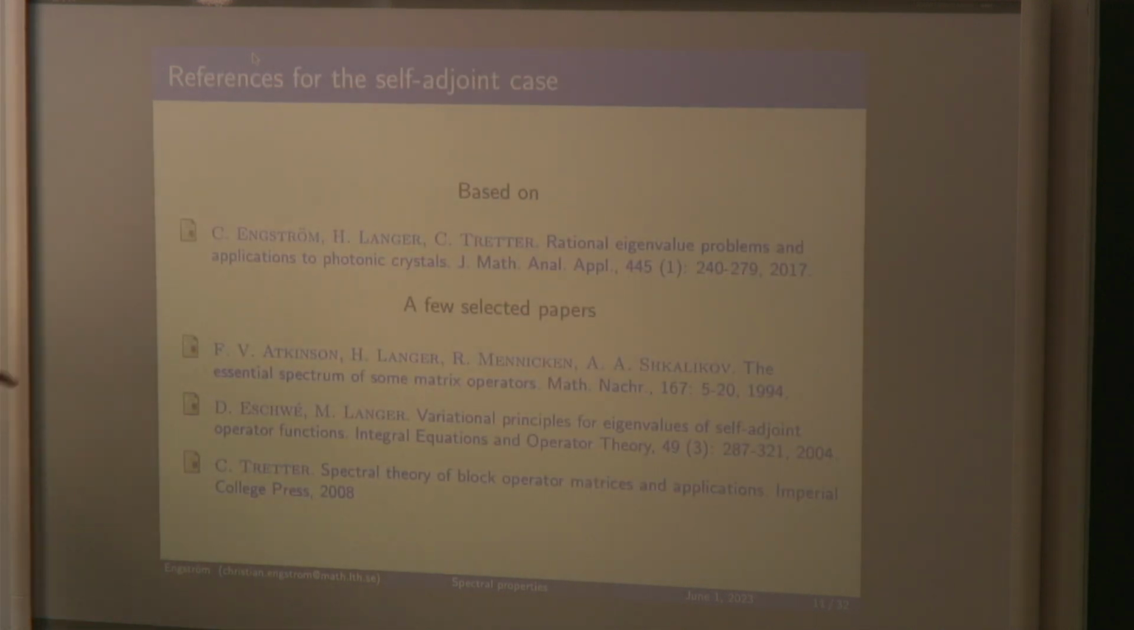This was based on one paper with Heinz and Christiane, and they have done much more, as you may know, in this area. I cite a couple of papers by them, but actually the main paper for this is the second one with Xavier and Matthias Lager. So it's based a lot on variational principles, but I didn't really go into that here. So, in the self-adjoint case, or no losses, we have quite good control of the spectrum.